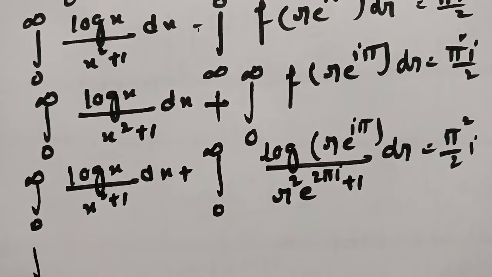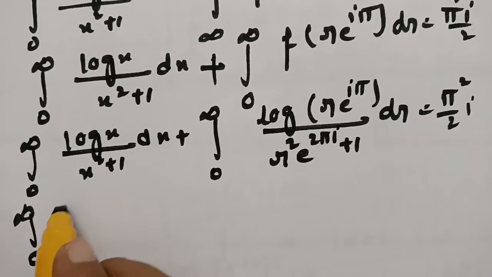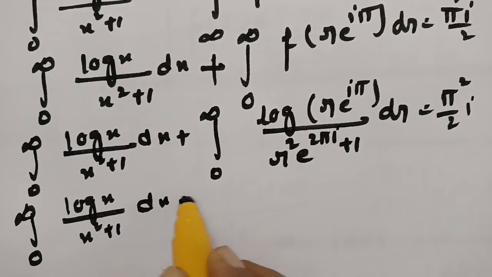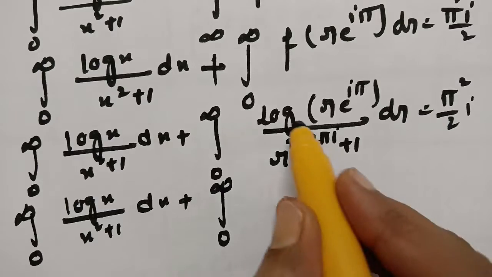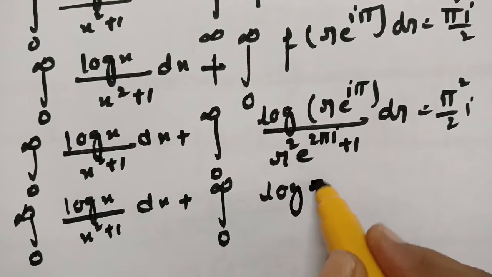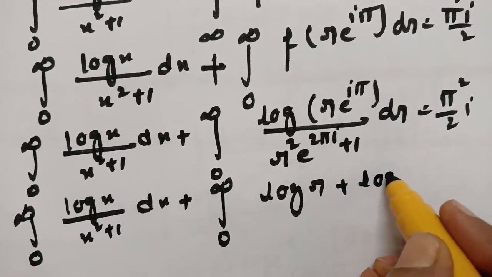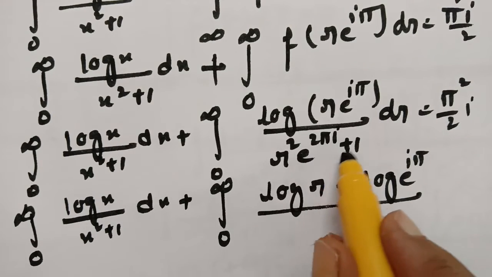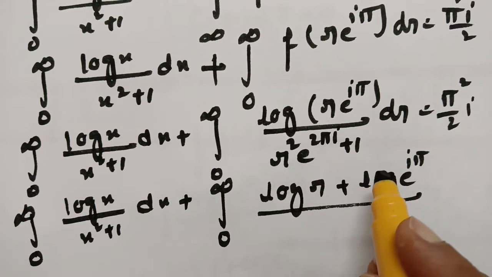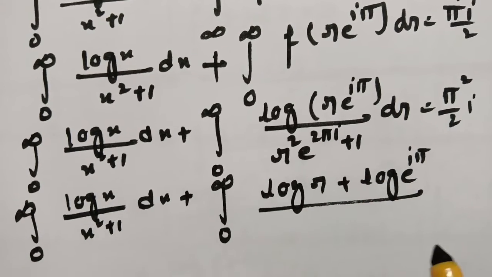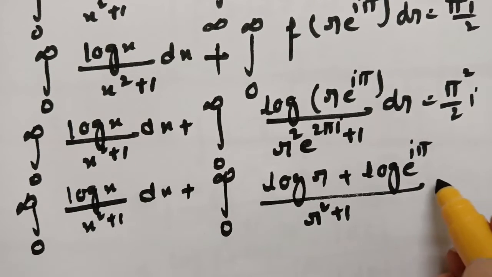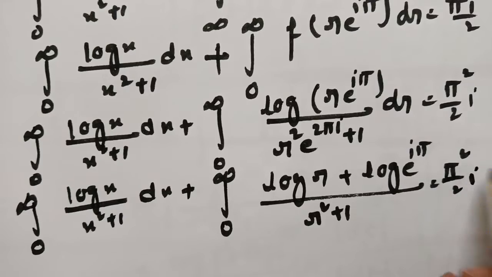So this can be written as the integral from 0 to infinity of log x by x square plus 1 dx, and if I split this one, this will be log r plus log e power i pi, by, if I take the modulus, cos 2 pi plus i sin 2 pi, which is equal to r square plus 1. So the modulus value is 1, and this is pi square by 2i.